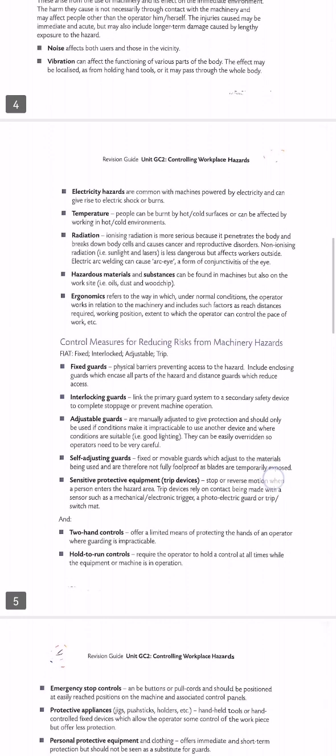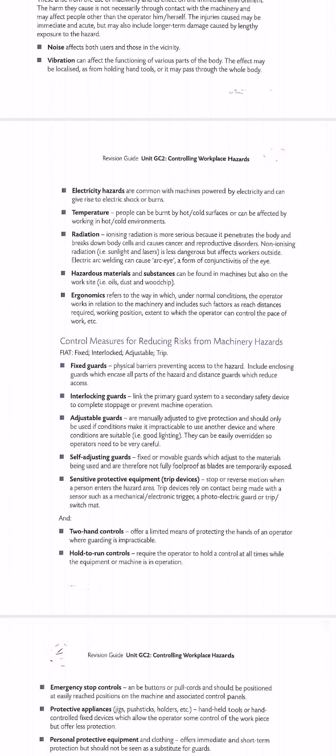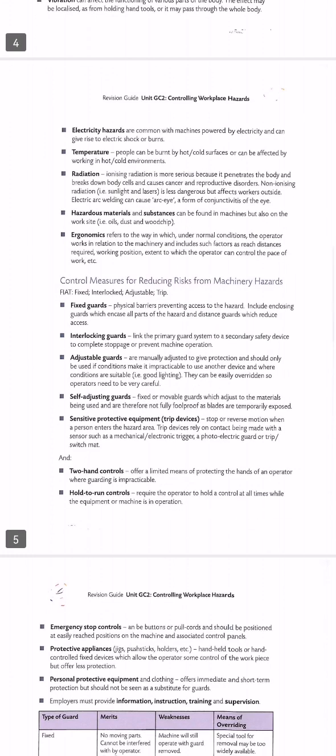Then I'm going to talk about the control measures for reducing risks from machine hazards. What are the control measures to reduce the risks from machine hazards? I'm going to mention about seven points. Number one, you have to fix a guard. A fixed guard is a physical barrier. You have to put a barrier on this equipment to prevent people from coming in or going out unless authorized, right?